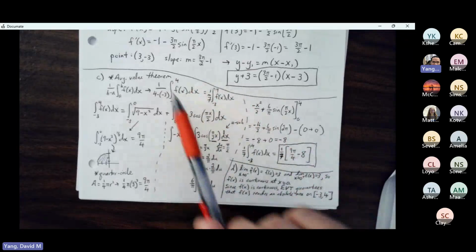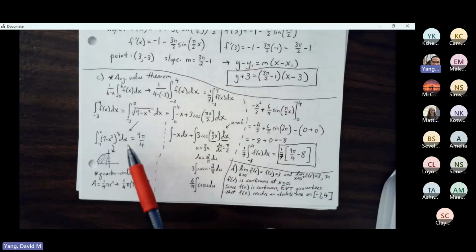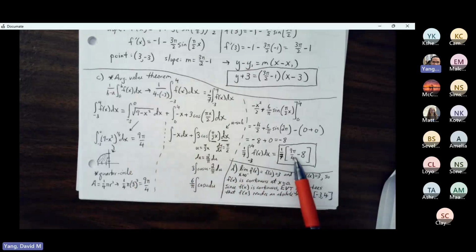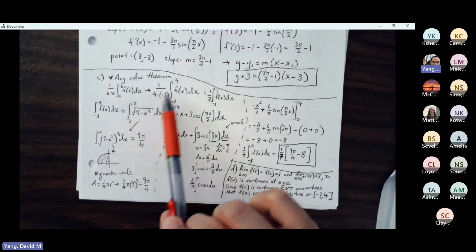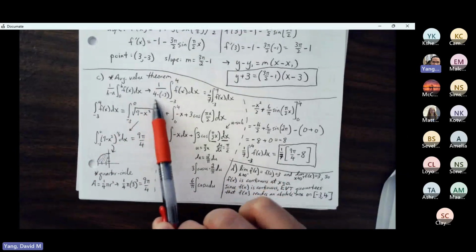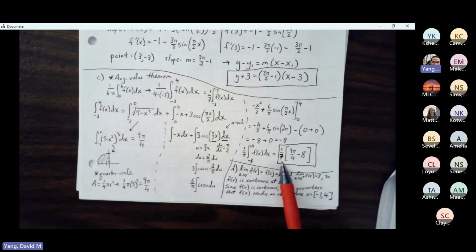So we know the area of the second piecewise region is negative 8. The first one is 9 pi over 4. So we add those together, 9 pi over 4 minus 8. That's the full integral. But remember, this is the average value theorem, so I've got to remember to carry over that 1 over b minus a. 4 minus negative 3 is 7, so 1 over 7 needs to be part of my final answer. So 1 over 7 is the 1 over b minus a, and the integral is 9 pi over 4 minus 8. No need to distribute and clean up. I can leave my answer in this form.